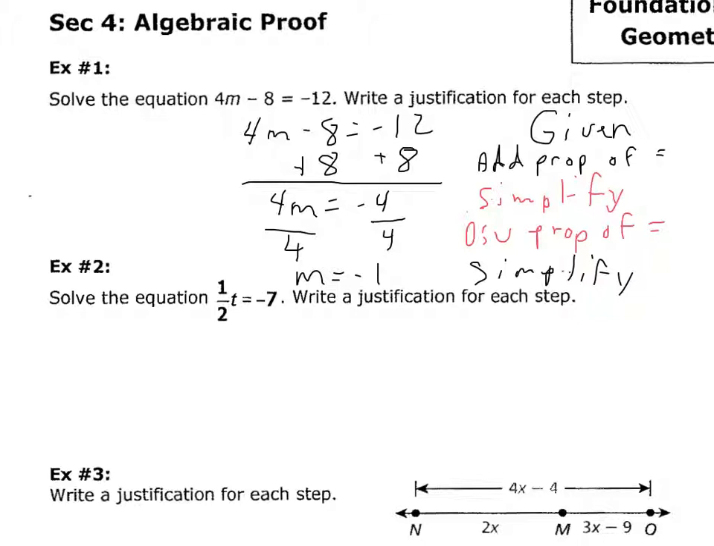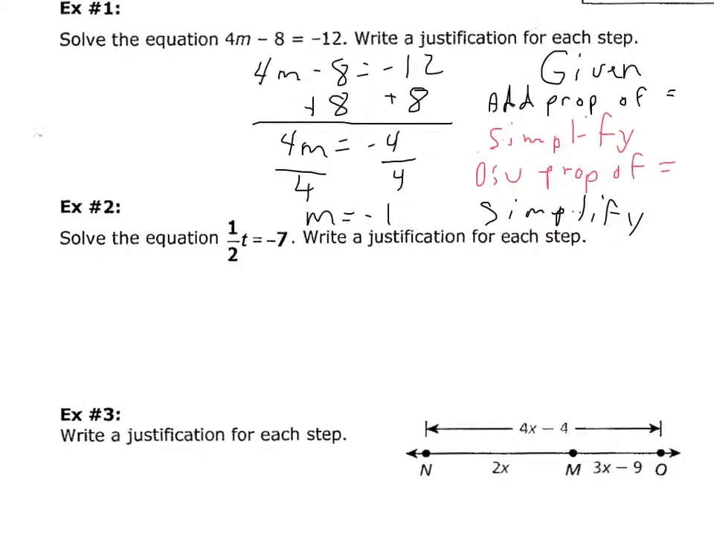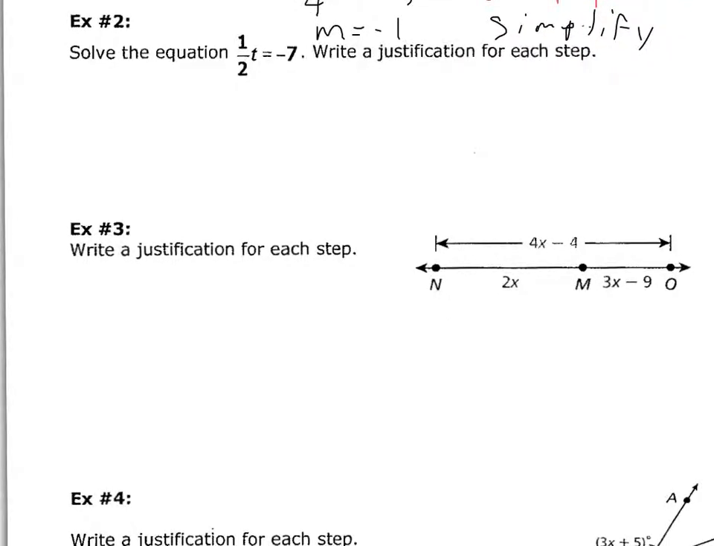So these take some practice, but we're going to get through it. You're going to learn a lot of these different properties, and eventually you'll be more comfortable with them. So let's try a couple more of these. Okay, so it says solve the equation 1/2 t equals minus 7. Well, remember, you have to go ahead and write down your problem. And when you're given that, of course, your step is just going to be given. It was given to you, you didn't have to do anything.